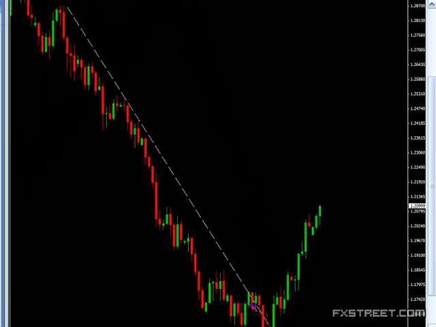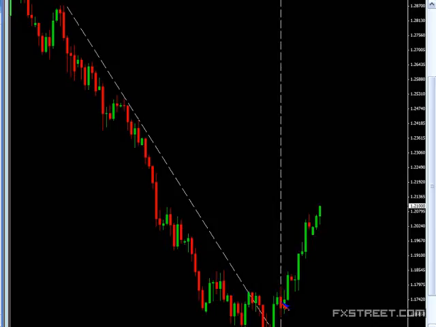And obviously we know the point that the market closed 3 candlesticks above, that was over here. 1, 2, 3. 3 solid candlesticks, August 15th.